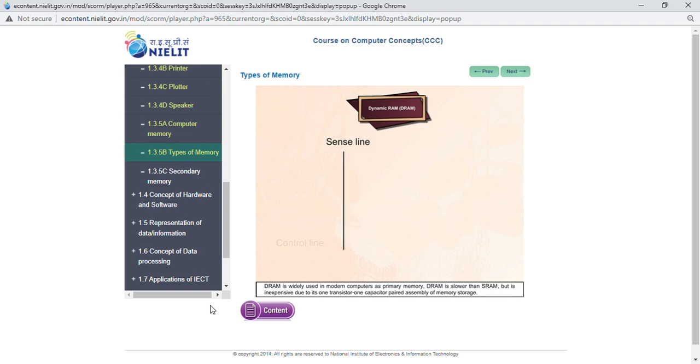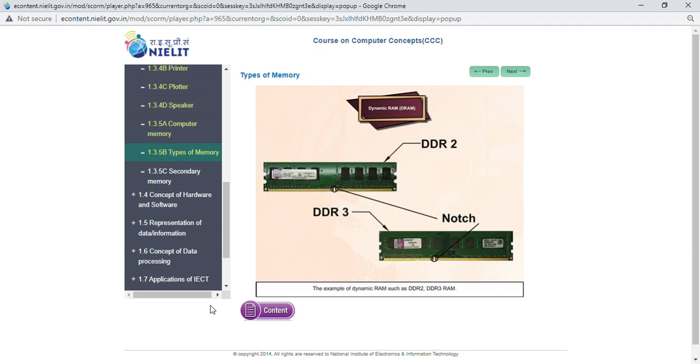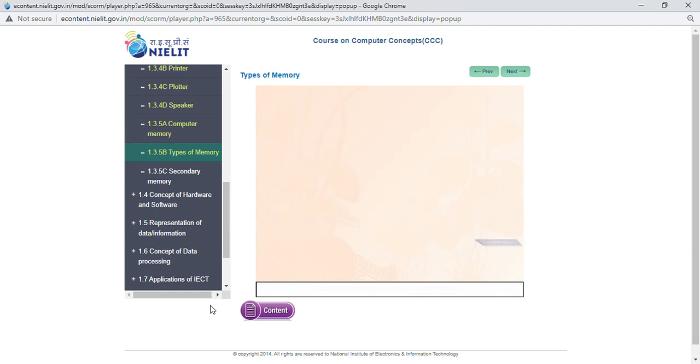Dynamic RAM, DRAM. DRAM is widely used in modern computers as primary memory. DRAM is slower than SRAM, but is inexpensive due to its one transistor, one capacitor paired assembly of memory storage. Examples of dynamic RAM are DDR2 and DDR3 RAM.